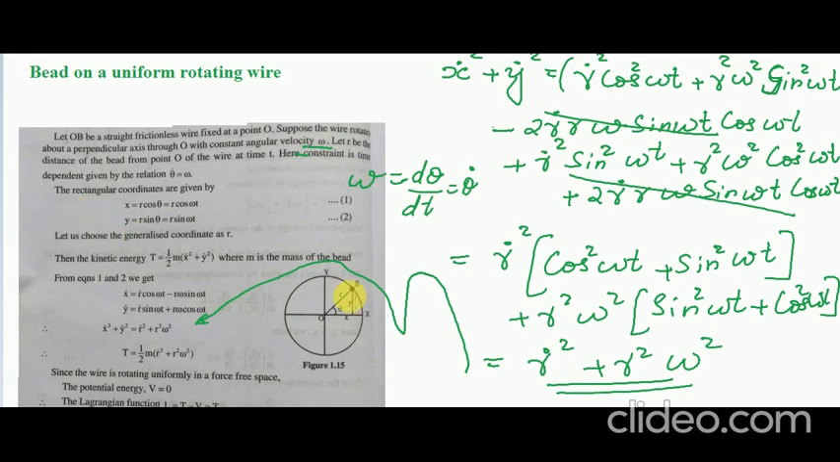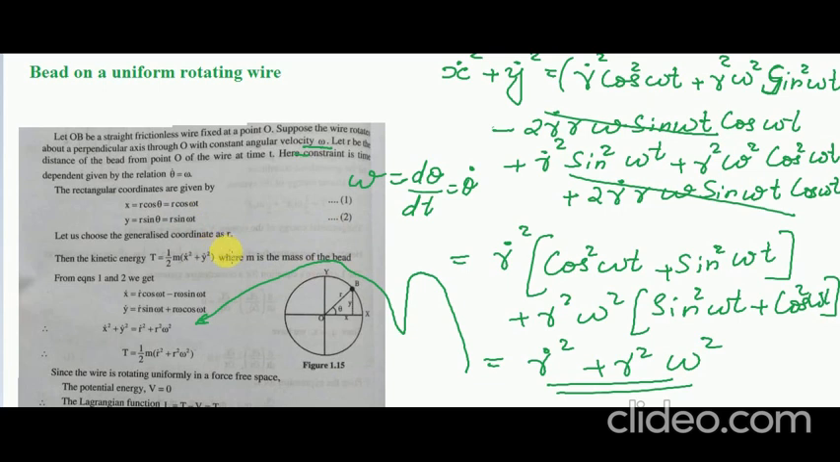Now if the particle is at the position B, then the distance is r, and we can split it into coordinates, x coordinate and y coordinate. X coordinate is equal to r cos omega t, because omega is equal to theta divided by t, or theta is omega t. And similarly y equal to r sin omega t.